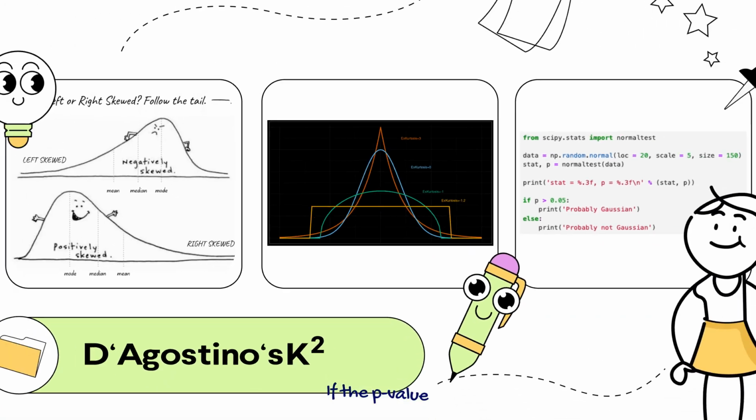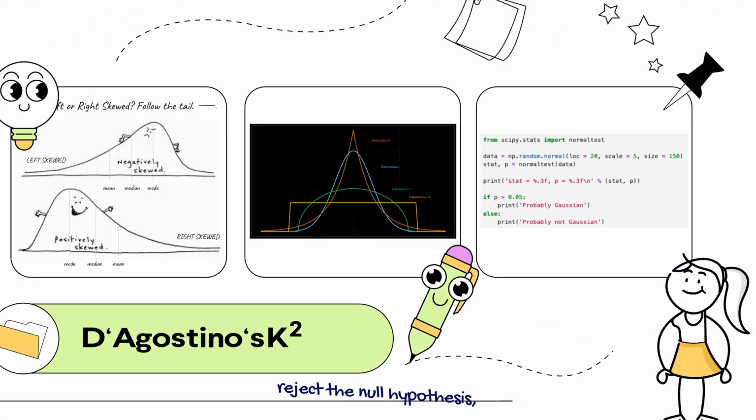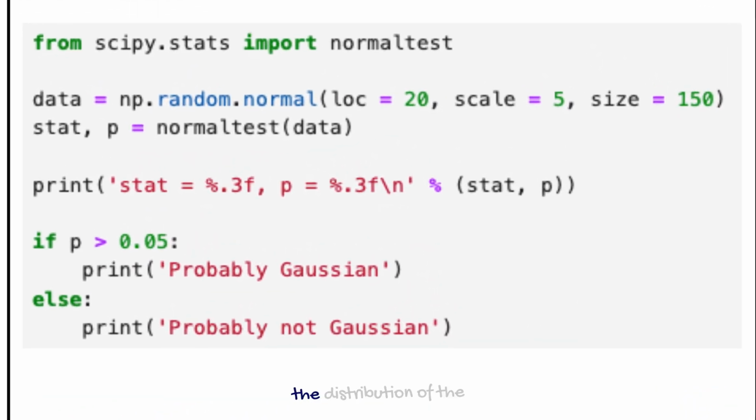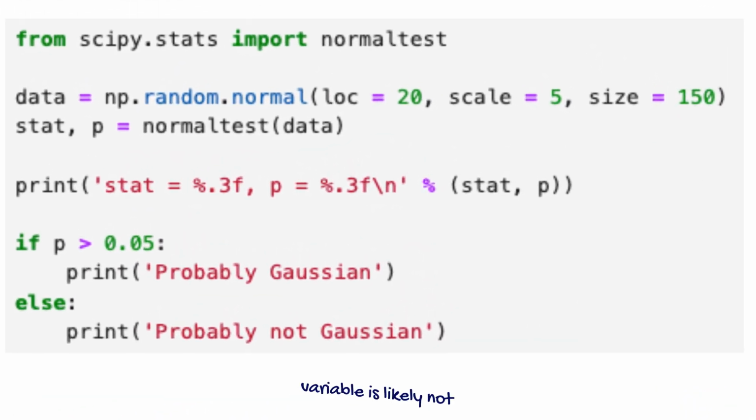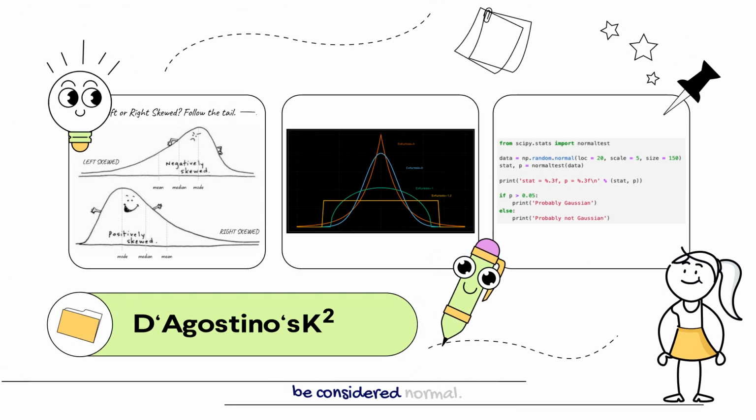If the p-value is less than or equal to 0.05, we reject the null hypothesis, indicating that the distribution of the variable is likely not normal. If the p-value is greater than 0.05, we fail to reject the null hypothesis, suggesting that the distribution of the variable can be considered normal.